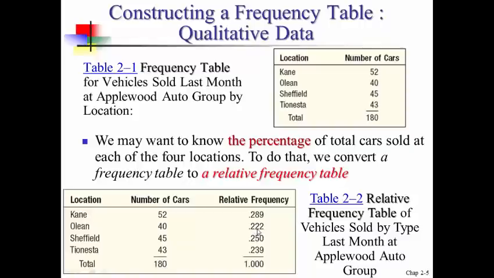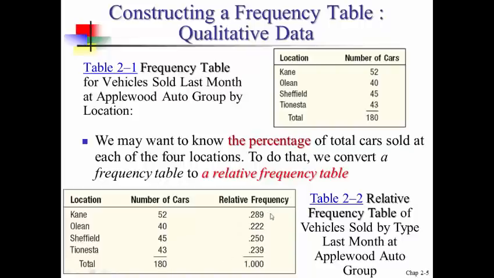0.222, this is the second item. That's why you need to take the frequency from the second item divided by the overall total frequency. Again, 0.250, this is from the third item, or third location, or third dealer. That's why you need to take the third dealer's frequency divided by the total.